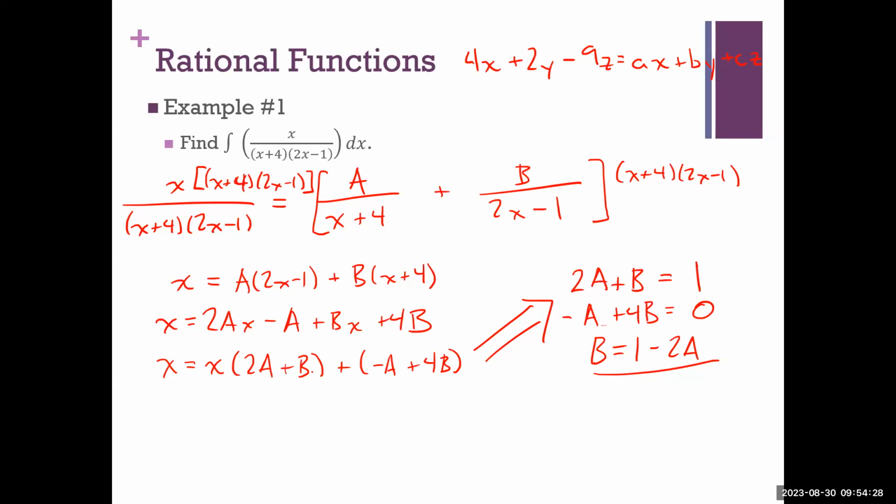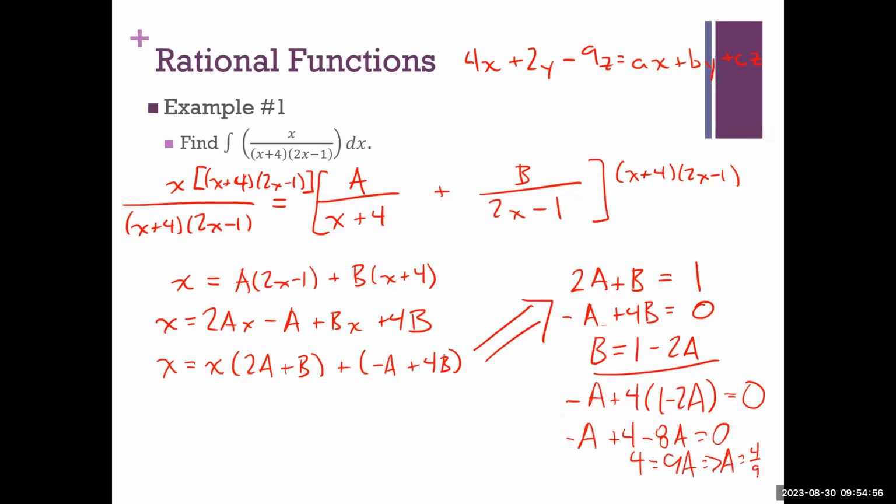So I'm going to put this b you just found into the second equation. So minus a plus 4 times 1 minus 2a equals 0. Now I have an equation with a single unknown in it. So minus a plus 4 minus 8a equals 0. 4 equals 9a. a equals 4/9, right? So I got one of them.